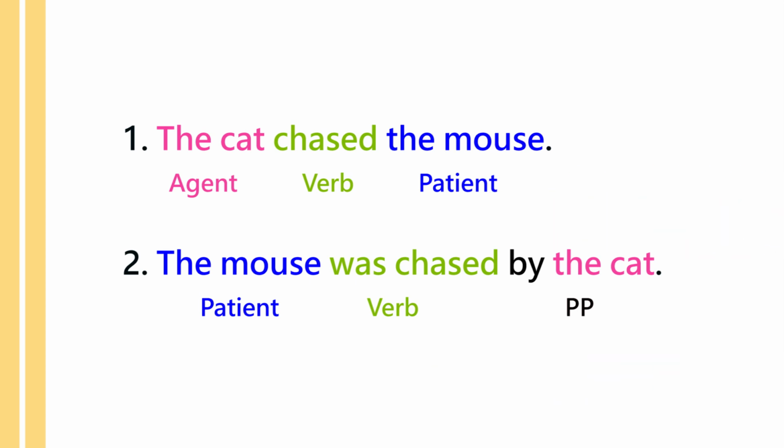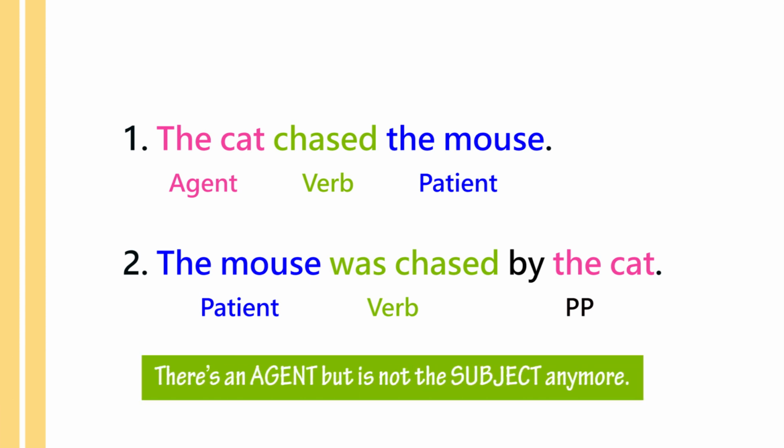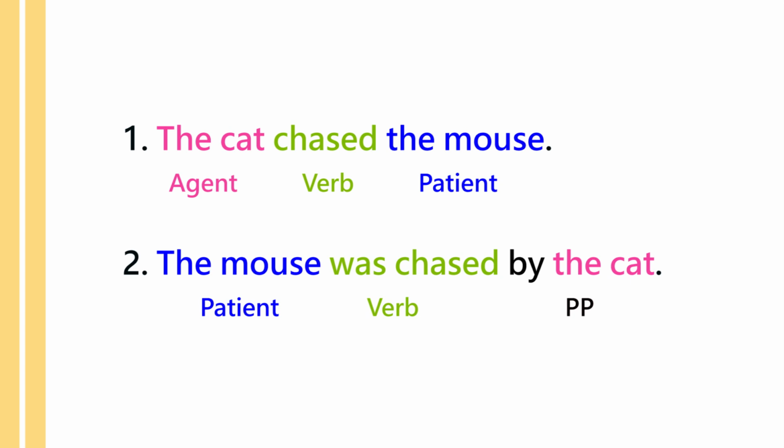The prepositional phrase by the cat is optional indeed. You don't have to mention it. You can just say the mouse was chased. You can say the mouse was chased by the cat. In this case, you have a prepositional phrase. And you might say, oh, we have the agent, but yes, the agent is not the subject anymore. And you might say, okay, why do we do this if we want to say the mouse was chased by the cat?